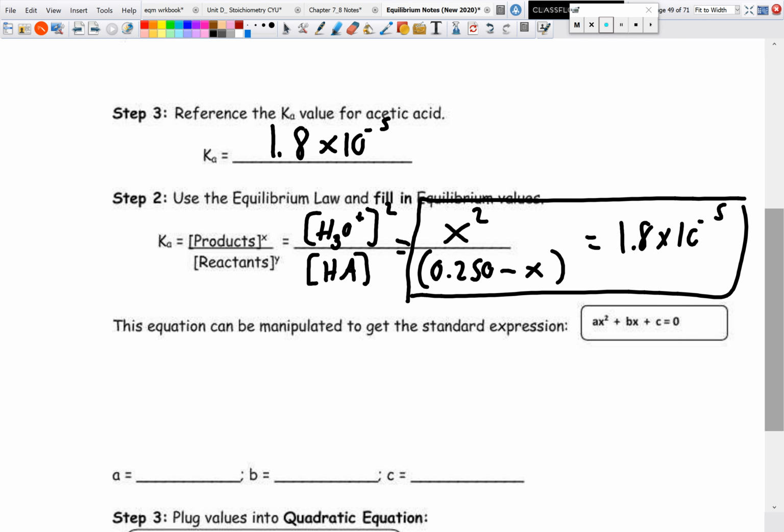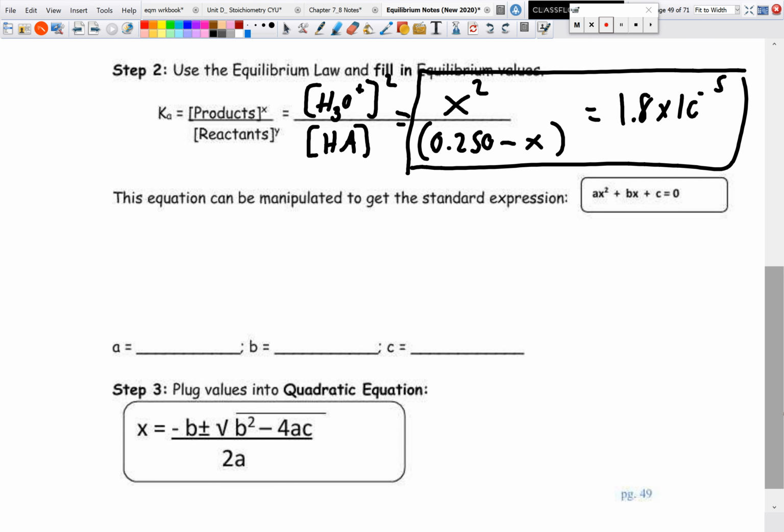I'm not going to go through all these steps just because of time, but either way, you would get your value for A to be 1, B would be 1.8 times 10 to negative 5, and your C value would be negative 4.5 times 10 to the negative 6. If you want to see the workings for this, I have it up on the answer key in Google Classroom. Like I said, you don't really need to worry about doing this because you're not expected to in Chem 30.